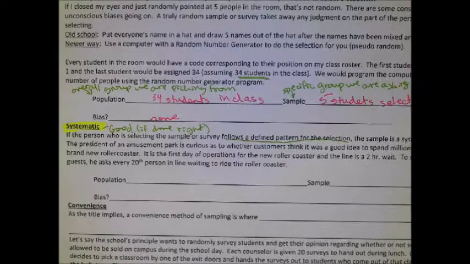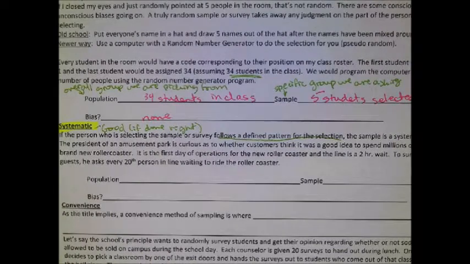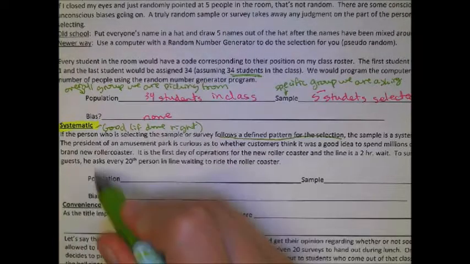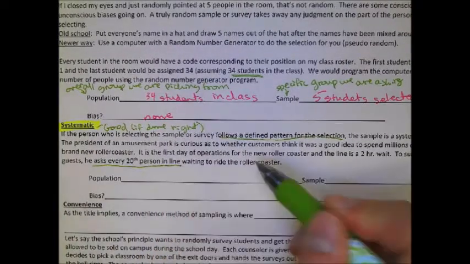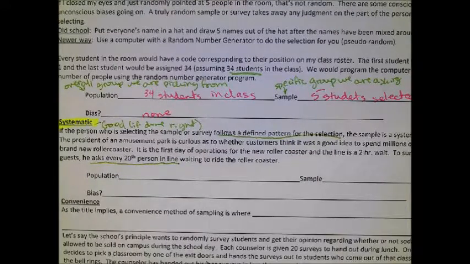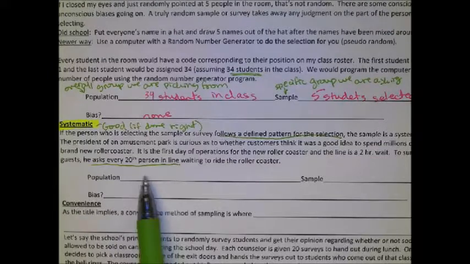So here's a little example. The president of an amusement park is curious as to whether customers think it was a good idea to spend millions of dollars on a brand new roller coaster. It is the first day of operations for the new roller coaster, and the line is a 2-hour wait. To survey the park guests, he asks every 20th person in line waiting to ride the roller coaster. So systematic is we have a pattern. What's our pattern here? Every 20th person.